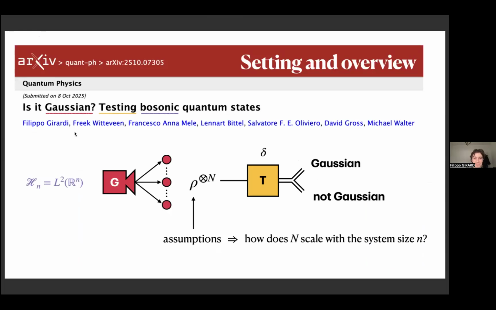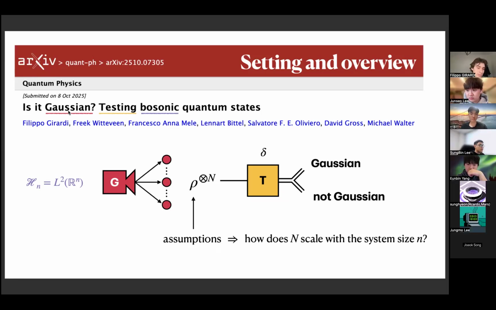So, according to what Junseo told me, you are already experts of infinite dimensional systems, so I will not give you such a detailed introduction to bosonic systems, and also to Gaussian states. You already had some lectures about this topic. I will focus rather on the setting of property testing. So let's start with a practical example.